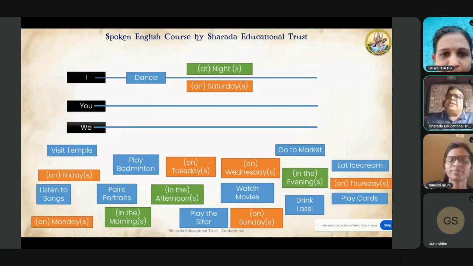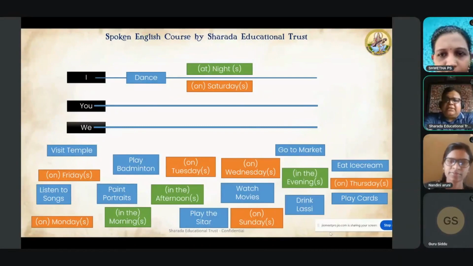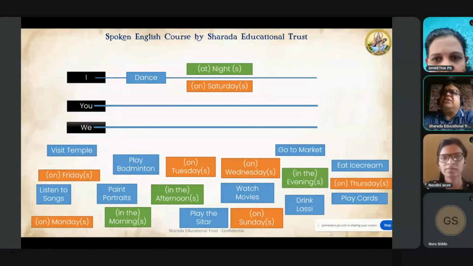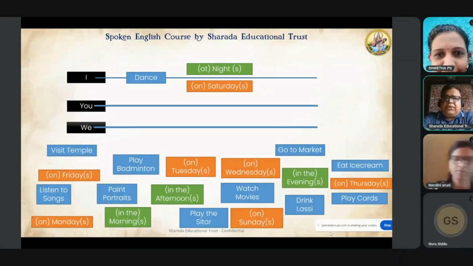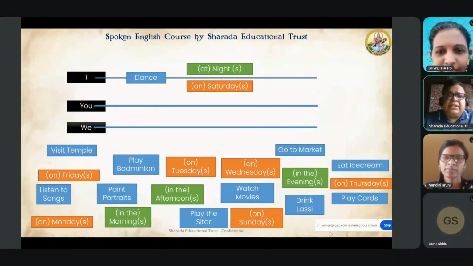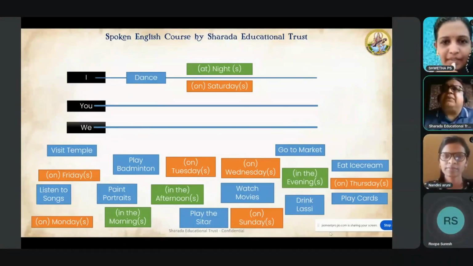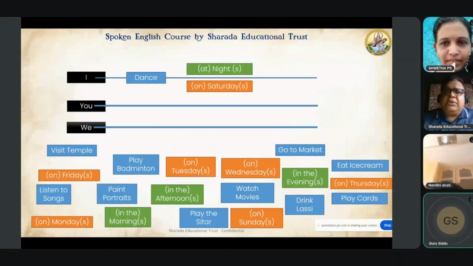Who else should I ask? If I ask Jagdish, then it'll be okay. Jagdish or Chaitra, can you answer? You can ask the girls also to answer. Varsha. Okay. So anyone else wants to answer? Okay, you can make many sentences. I go to cinema on Saturday or Sunday.